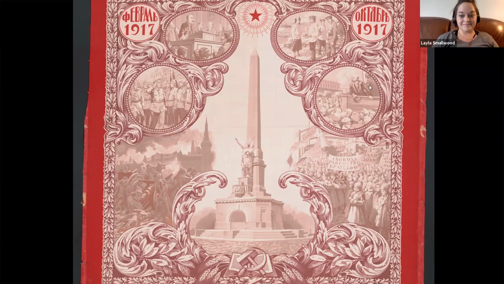Red. Yeah, there's a reason. Red is a very symbolic color for Russia. Lots of depictions of soldiers. Is that an anvil in the middle center, like a hammer or an anvil? Oh, this right here? Mm-hmm. That is the hammer and the sickle.